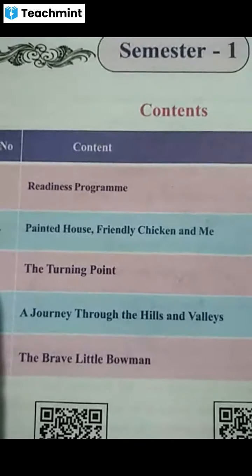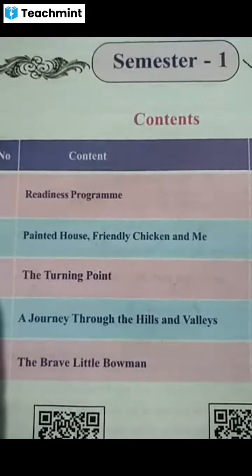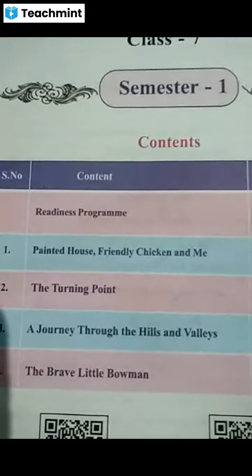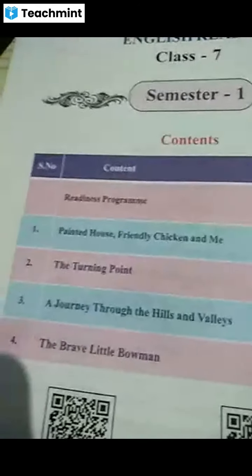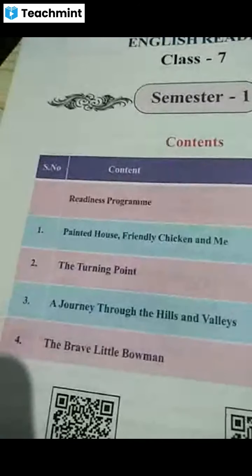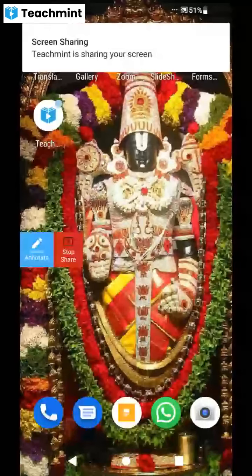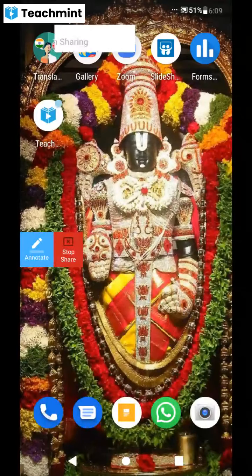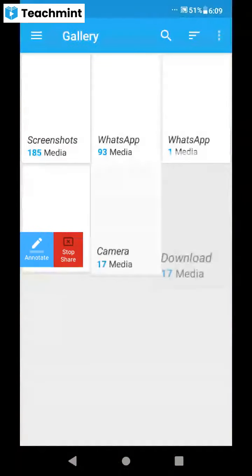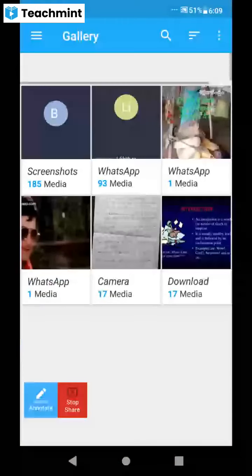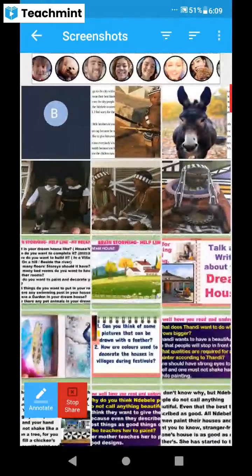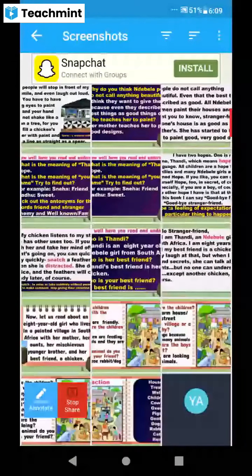Let us recollect what we have discussed in the previous class. In the previous class we discussed Unit 1, Painted House, Friendly Chicken and Me. We discussed briefly this Painted House and Friendly Chicken. So now we are discussing this.